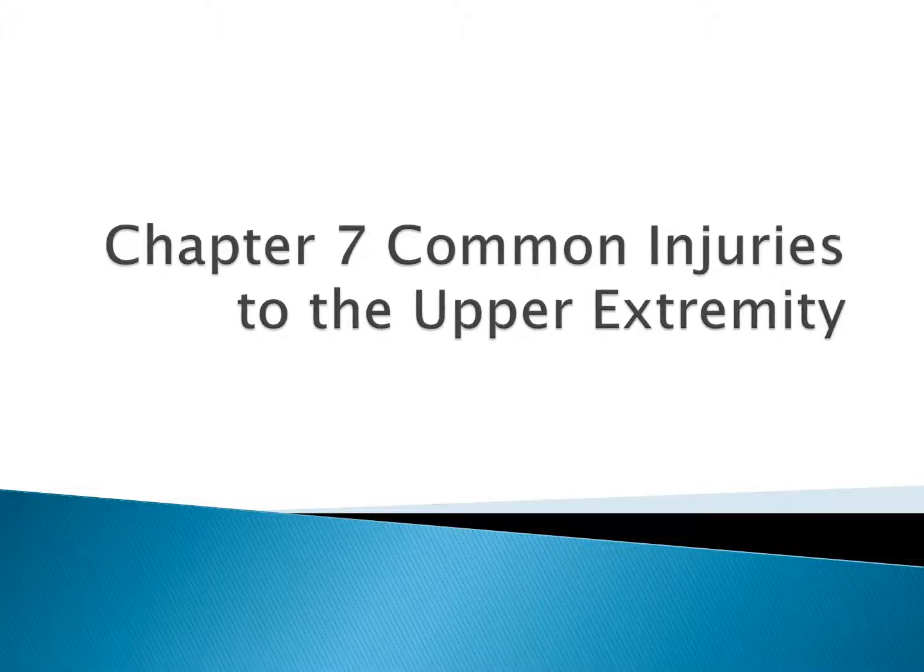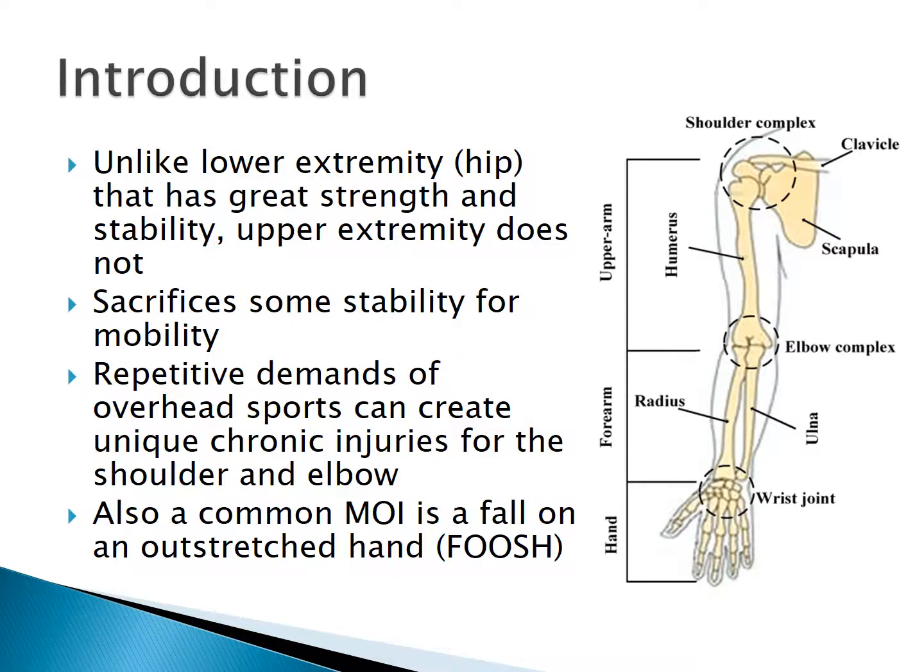Chapter 7 will cover common injuries to the upper extremity. If the lower extremity, namely the hip, requires great strength and stability so that we may stand upright, the upper extremity is just the opposite. We sacrifice stability in the interest of mobility. Clearly, our increased mobility allows us to perform many activities, but sometimes the lack of stability is problematic.